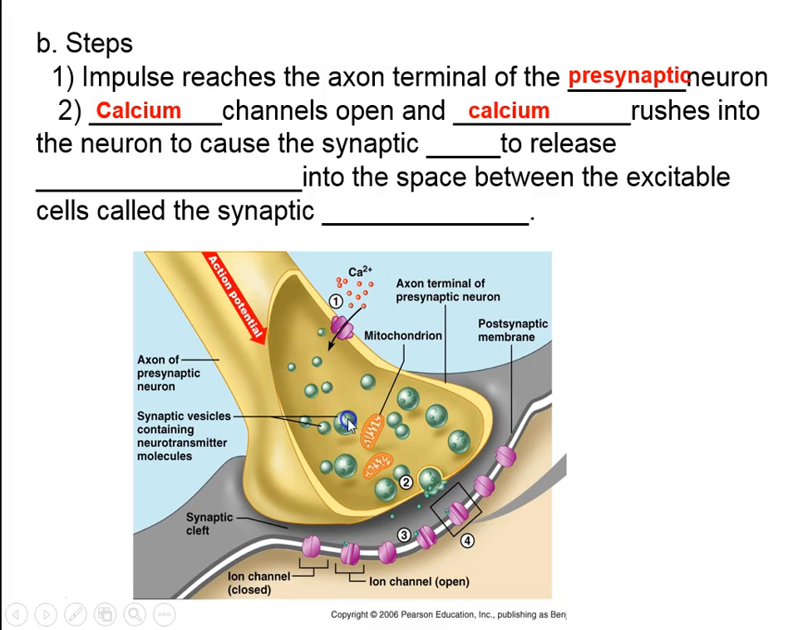What are these bubbles called? Synaptic vesicles to release their substance into the synaptic cleft. What is that substance that's going to continue the communication? Neurotransmitters into the space between excitable cells. This space between excitable cells is called the synapse or the synaptic cleft.